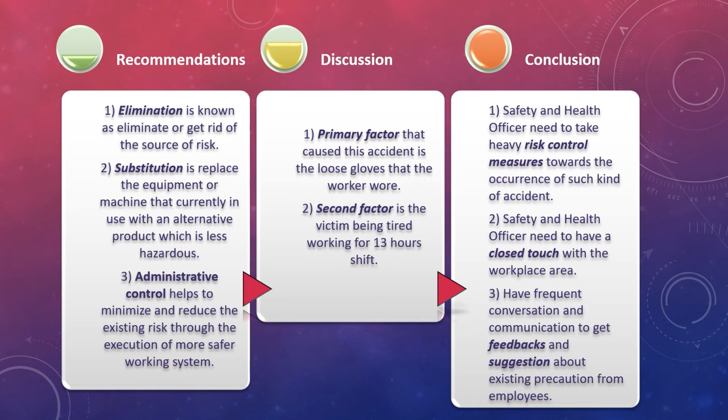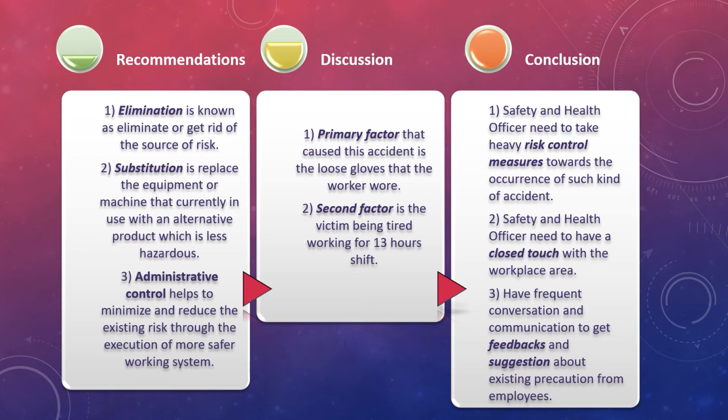For example, implementing this as a routine at tubular factories by reducing the working duration of employees, in order to minimize the rate of accidents, which cause mental pressure and lead to accidents. So administrative control is another best way to be recommended when such kind of incident or accident has occurred. So that's all for the recommendation part.